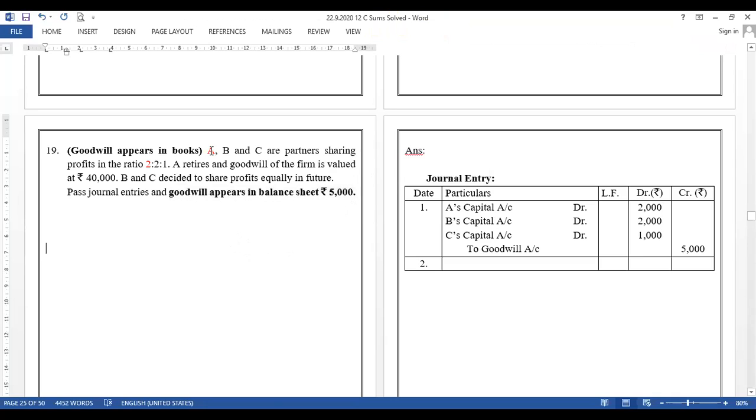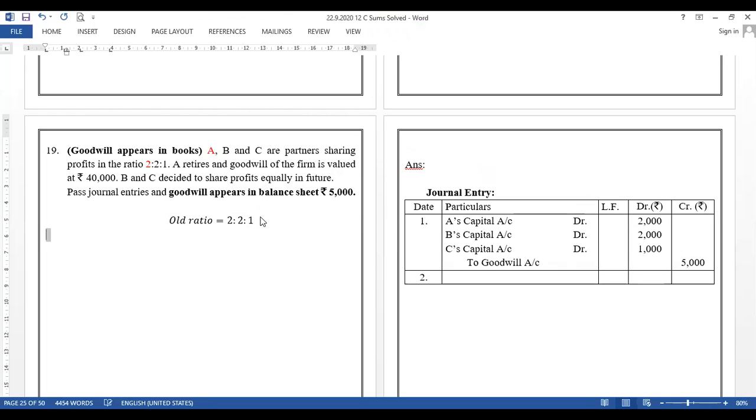Now the next question: A retires and the goodwill of the firm is valued at rupees 40,000. B and C decided to share future profits equally. So old ratio is there, new ratio is there, so let me write it. Old ratio is 2:1. New ratio amongst B and C is equal, so 1:1.